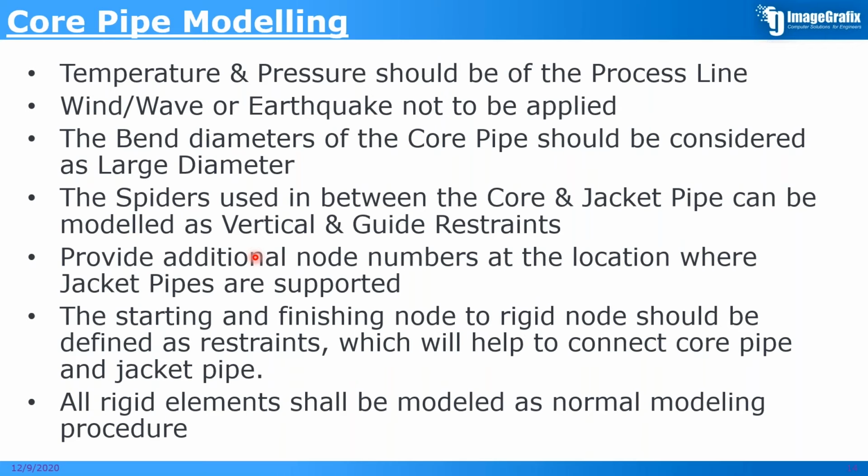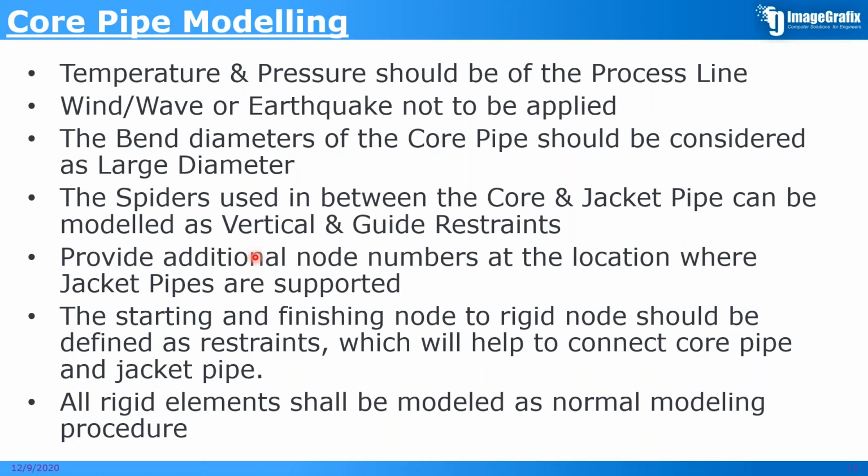Then, if there is some support provided on your jacket pipes, it's advised that a node number be specified in your core pipe also, where the jacket pipe is getting supported, so that it will be easy for the displacements and everything else. And the start and finishing nodes to rigid nodes should be defined as restraints, which will help to connect the core pipe and the jacket pipe.